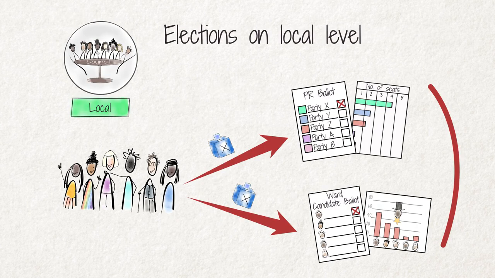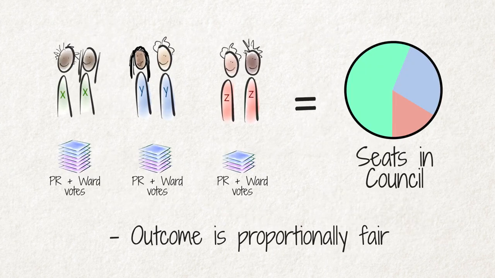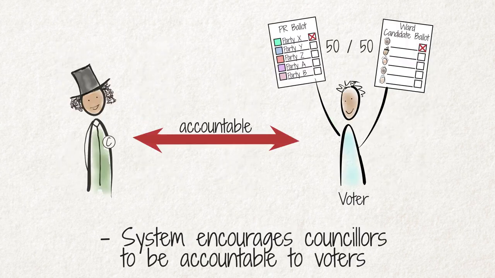Our municipal election system combines the advantages of the PR system with the advantages of the constituency system. We vote for the party of our choice on the PR ballot and for the ward candidate of our choice on the ward ballot. This provides an outcome which is proportionately fair because it reflects the total number of votes each party has earned, and it encourages councillors to be accountable to the voters because half of them are directly elected by us in our wards and not just appointed by their parties.